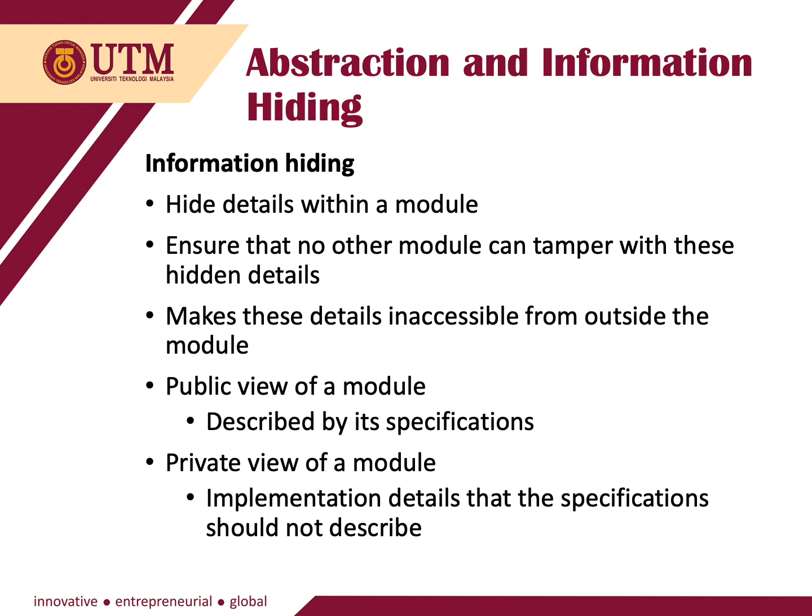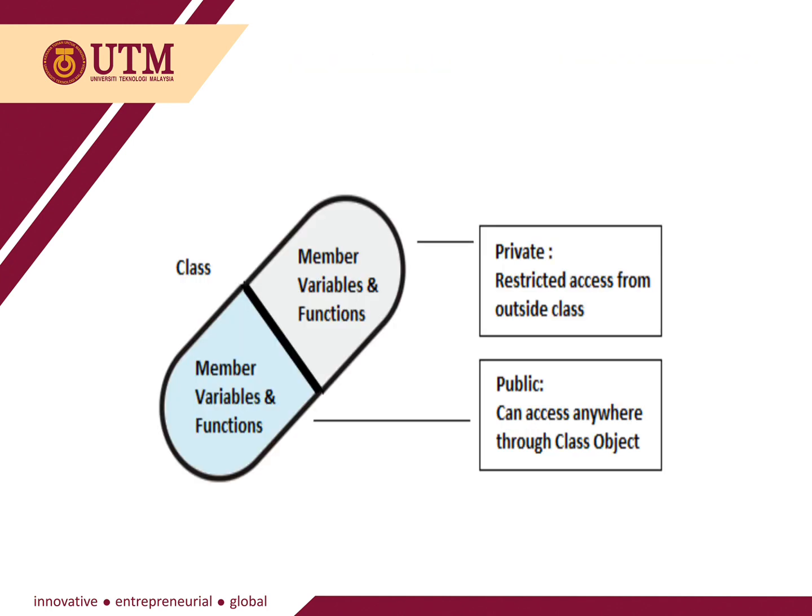And then we have functional abstraction, which separates the purpose of a module from its implementation. And then information hiding: hide details within a module. Information hiding ensures that no other module can tamper with these hidden details, so it makes these details inaccessible from the outside. Basically, for information hiding we have two types, which are public view and private view. For the private, there is restricted access from outside the class, but for the public, we can access it anywhere through the class object.